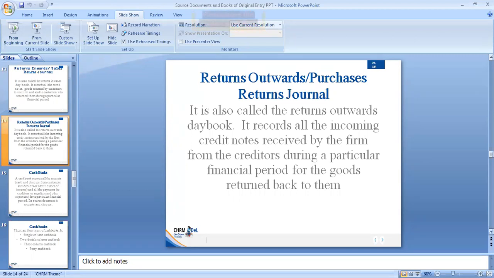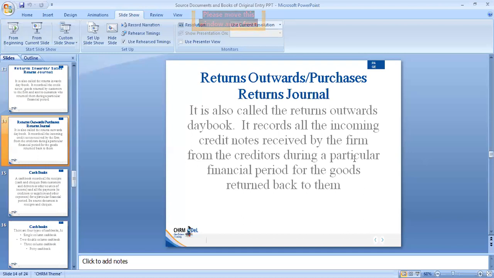And the source document for that case is the incoming credit note. The credit note is normally prepared by the seller. Therefore, because the seller is the supplier, they are going to issue us with the credit note once we return those goods to them. And those credit notes that we are receiving from the suppliers are what we are referring to as the incoming credit notes in the business.